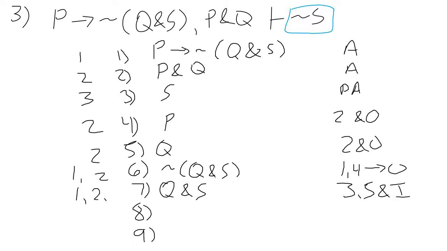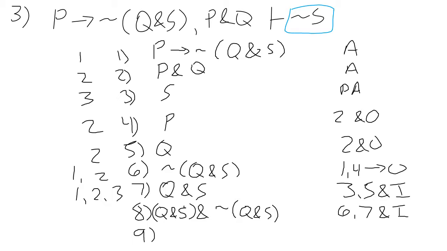That's going to be 1, 2, and 3. Then we can put 6 and 7 together, Q and S, and not Q and S, doing 6 and 7, ampersand in. And now that's a contradiction. And so in line 9, I can tilde in on my PA, so it's going to be 3 and 8, tilde in, and then 1, 2, and 3. Since I did tilde in, we get rid of the 3, and it's just 1 and 2. Like that.